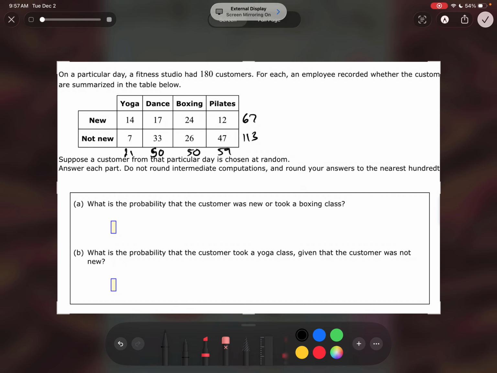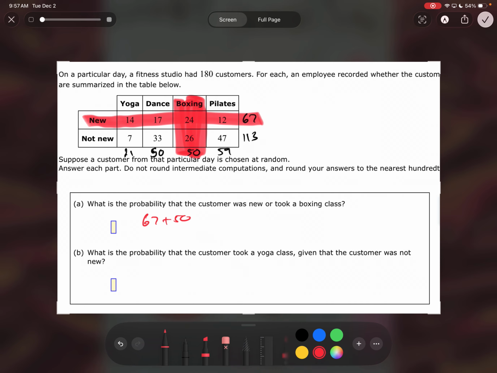Okay. So probably the customer was new or took a boxing class. So new or boxing. So again, it's 67 new, 50 boxing, but I added that 24 twice, right? So 67 plus 50 minus 24 is 93. I didn't total. Well, I know the total. The total's 180.